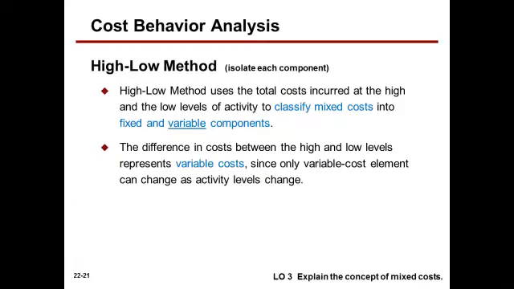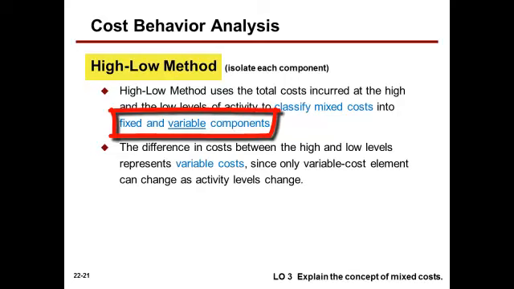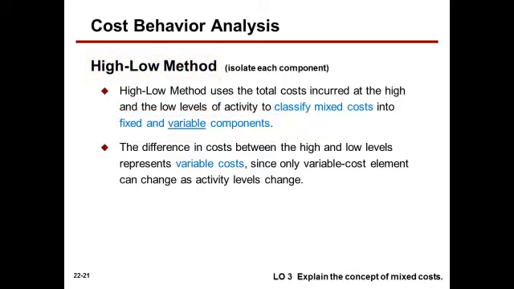Let's look at a method that allows us to isolate each component of a mixed cost. The high-low method uses the total costs incurred at the high and low levels of activity to classify mixed costs into their fixed and variable components. The difference in cost between the high and low levels represents the variable cost, since only the variable cost element can change as the activity level changes.